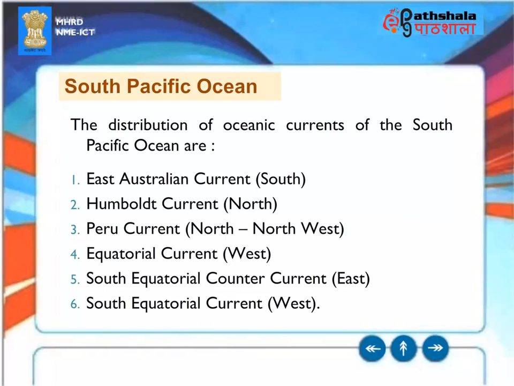South Pacific Ocean. The distribution of oceanic currents of the South Pacific Ocean are East Australian current south, Humboldt current north, Peru current north-northwest, Equatorial current west, South Equatorial counter current east, and South Equatorial current west.